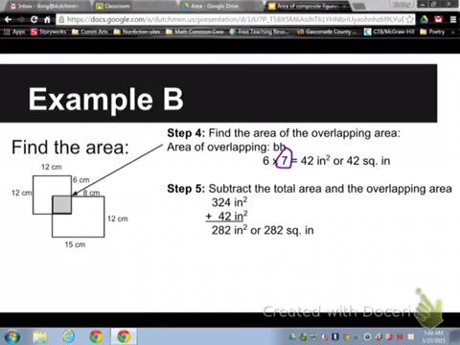Then I do the same thing to find this side. I know this is 12, this is 6, 12 minus 6 gives me 6, so that tells me that this area right here is 6, which is where I got this. Now I can plug them into my formula. 6 times 7 gives me 42 inches squared, so the area of just this overlapping area is 42 inches squared. Then I take my total area and subtract my overlapping area, and I get 282 inches squared or 282 square inches for my area of this shape.